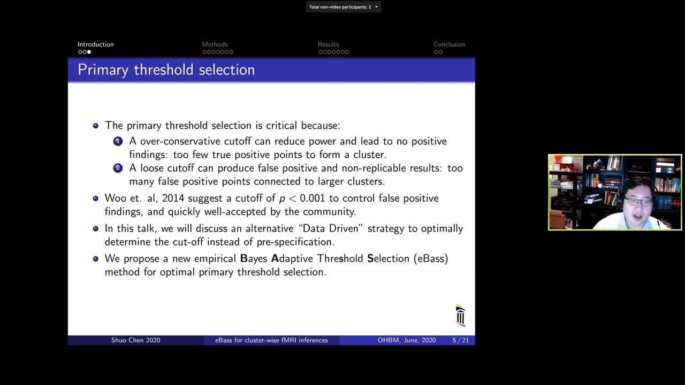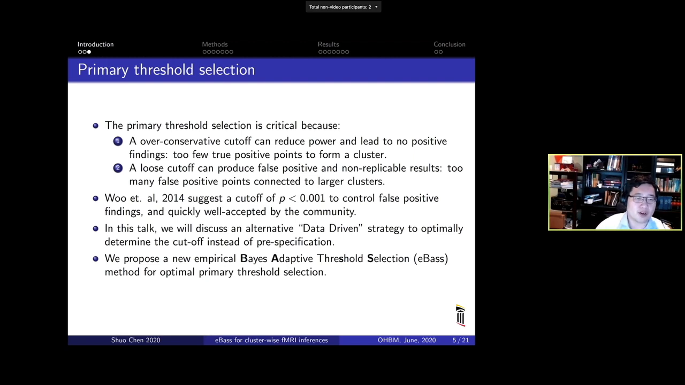For this procedure, the primary threshold selection is critical, because an overly conservative cutoff can reduce the power or sensitivity and lead to no positive findings. Too few true positive points can be kept to form a cluster, and then the permutation test will select that. If you choose too loose a cutoff, it can produce many false positives, and because there are so many, the false positives can be connected into large clusters. And because they are false positives, you are very unlikely to see them again in a different study in similar experimental settings.